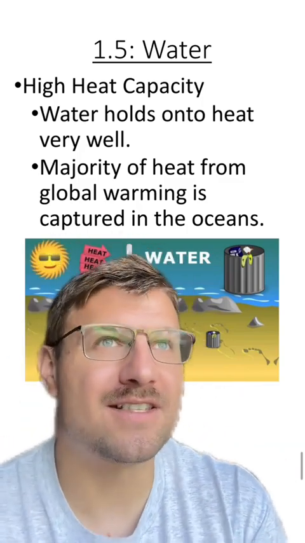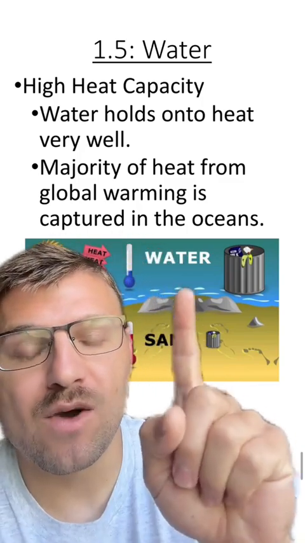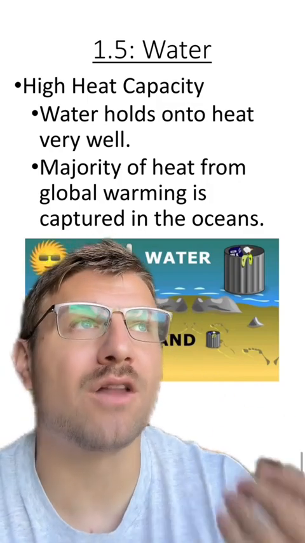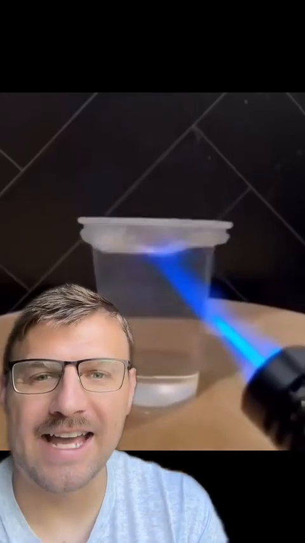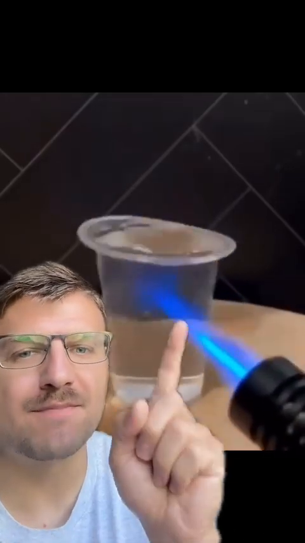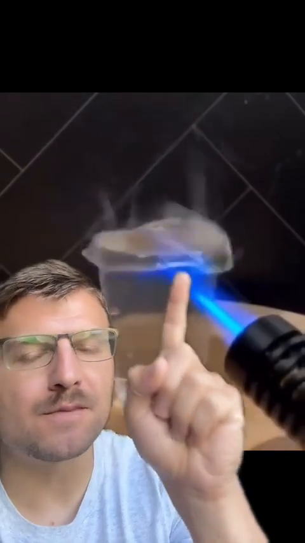Even though the sun is heating both the sand and the water, it's taking the water a lot longer to heat up than it is the sand. Here's an example of that high heat capacity, where this flame is melting the plastic, but it's not able to melt the plastic and the water. That's because it takes a lot more energy, a lot more heat to heat up the water. So what that water is doing is it's absorbing all of that heat. This is again because water has such a high heat capacity or an absorption of heat.